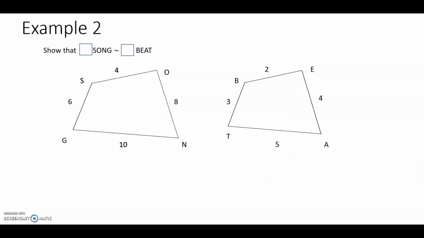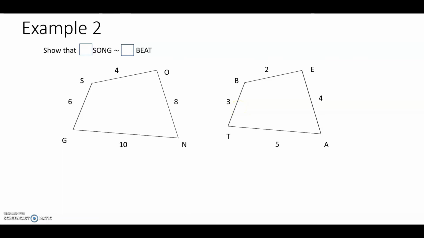Now let us proceed with example number 2. Show that quadrilateral SONG is similar to quadrilateral BEAT. As you can see here, we have given measurements. We have 4, 8, 10, 6, and then you have 2, 4, 5, 3.